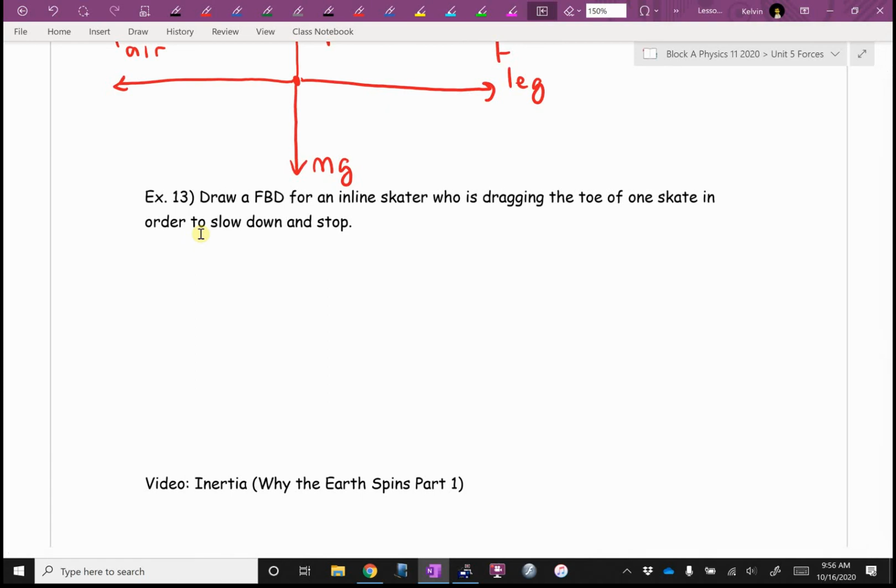Draw a free body diagram for an inline skater who is dragging the toe of one skate in order to slow down and stop. Okay. This is a job for a free body diagram. What are the forces acting on the skater? Peniel, get the obvious one. Thank you, Peniel. That was amazing. Your lips didn't even move.